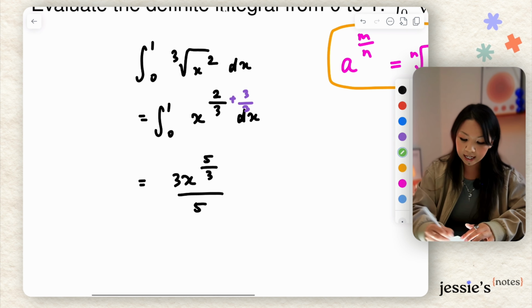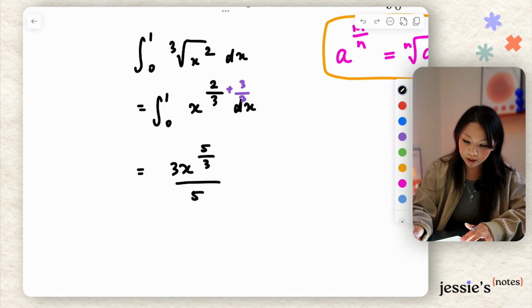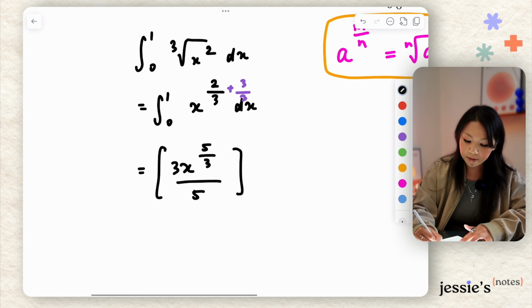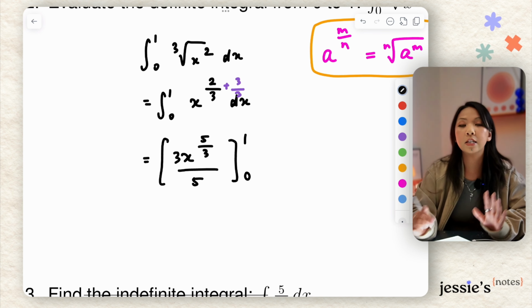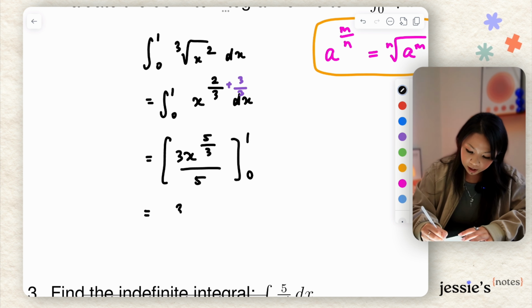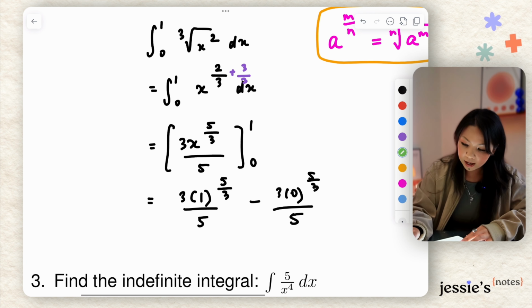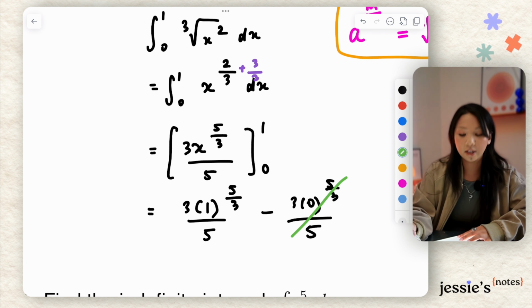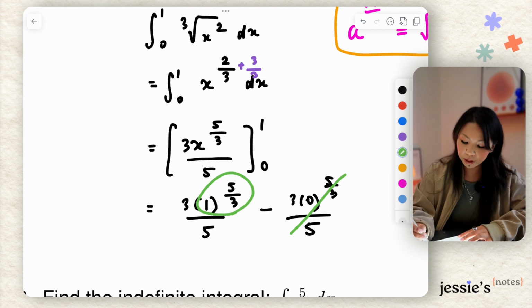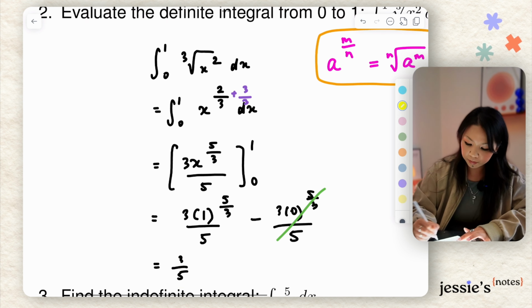Now, since this is a definite integral, meaning there's numbers here, I'm going to write this with square brackets, and then the limits go on the right-hand side. And this just means I'm going to sub this in. So now if we plug it in, we're going to get 3 times 1 to the power of 5 on 3, all on 5, minus 3 times 0 to the power of 5 on 3, all on 5. This goes to 0. Anything times 0 goes to 0. This whole thing becomes a 1. So then you're just left with 3 on 5.